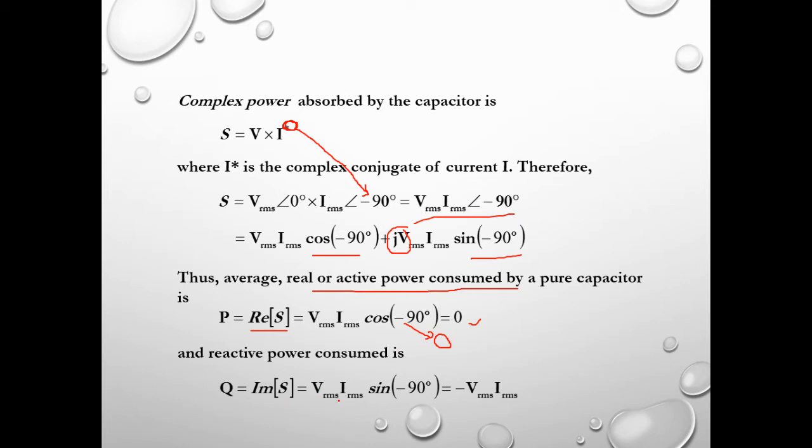This is the RMS, sine negative 90 degrees. Again, this is minus 1. So sine minus 90 degrees equals minus 1, multiplied by VRMS and IRMS. So we will get negative VRMS IRMS.